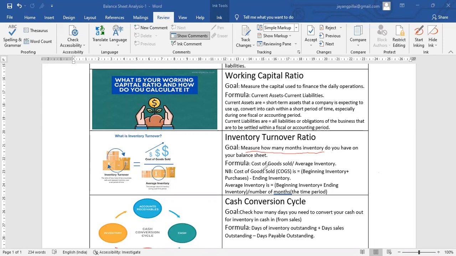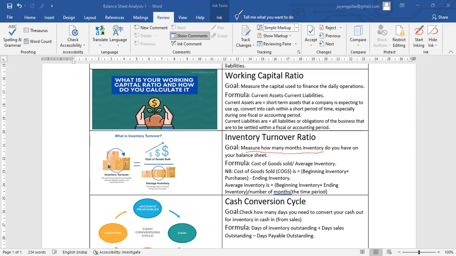Two terms are mentioned here. Cost of goods sold can be found by adding beginning inventory, that is opening stock, plus purchases, minus ending inventory or closing inventory. So that is cost of goods sold. Average inventory is beginning inventory plus ending inventory divided by the number of periods. Usually it is a number of days, a number of months, etc. So that is the average inventory. Dividing cost of goods sold by average inventory, we come to know the inventory turnover ratio.